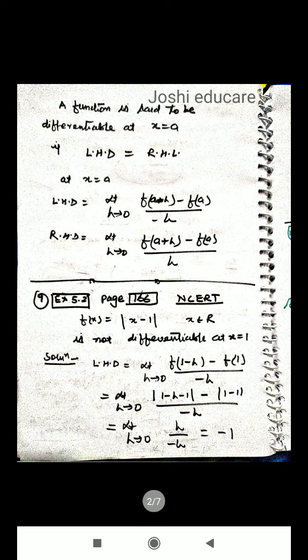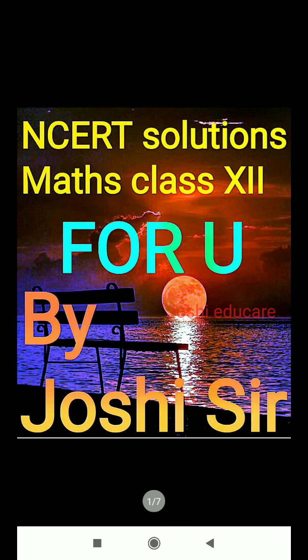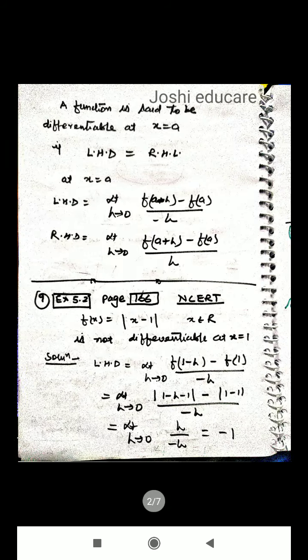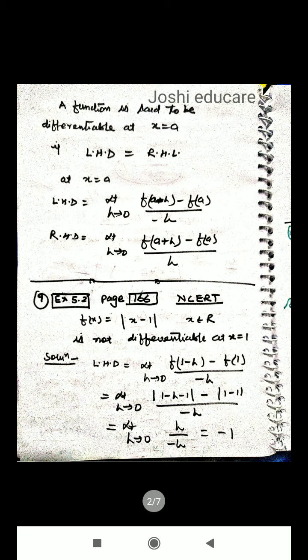So I decided to prepare a video on differentiability, and the level of this video is CBSE level, not for competitive exams. I will first explain the basic concept, and then two questions are given in NCERT and some questions I have taken from Exemplar. So just see how to check the differentiability of a function.